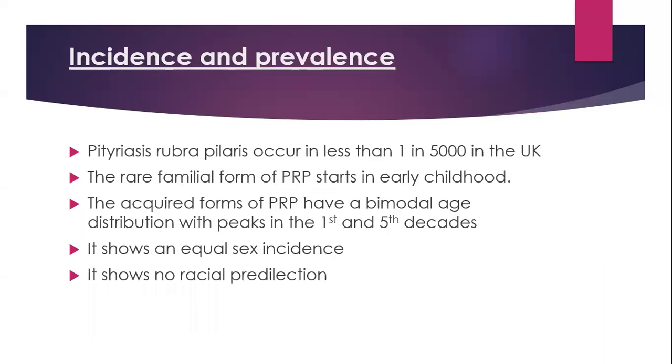Incidence and prevalence. PRP occurs in less than 1 in 5,000 individuals in the UK. The rare familial form of PRP starts in early childhood, while in the rest of the cases, PRP has a bimodal age distribution. That is, it has a peak in the first decade, and then there is another peak in the 5th decade. It has equal sex incidence, and there is no racial predilection.